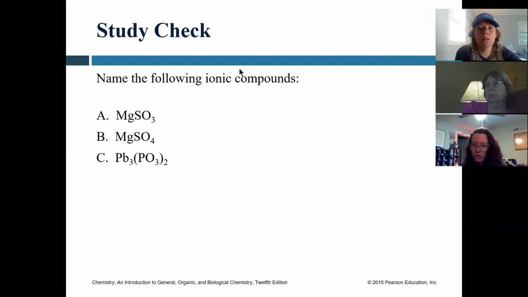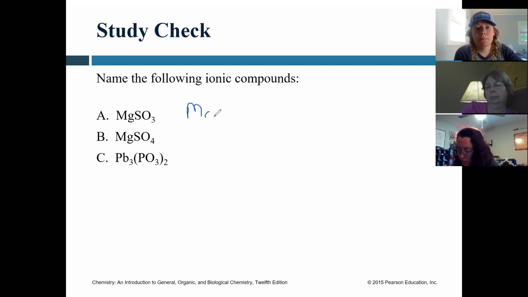Okay, so with these here, similar thing to what we did before, we've got a metal with a polyatomic ion. So this is magnesium. Magnesium has a predictable charge. It's in column 2, so we don't need to put any sort of Roman numeral. And that second thing is sulfite.